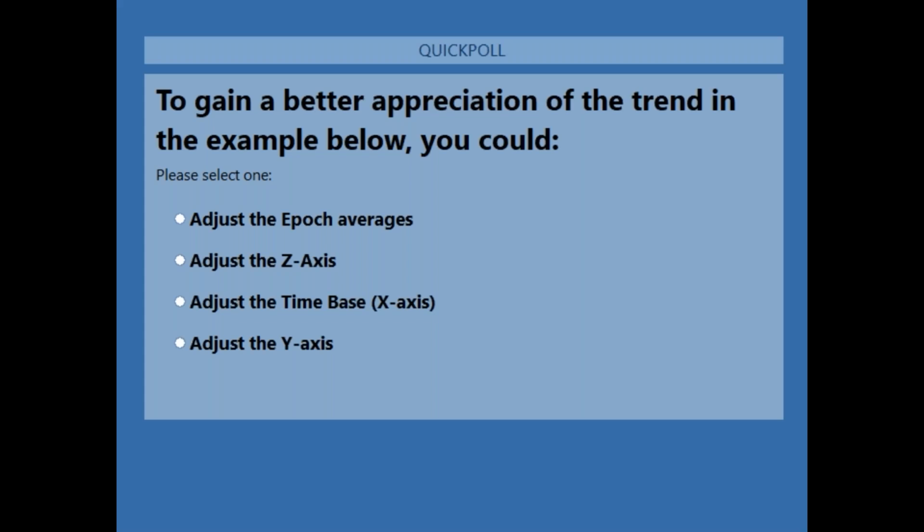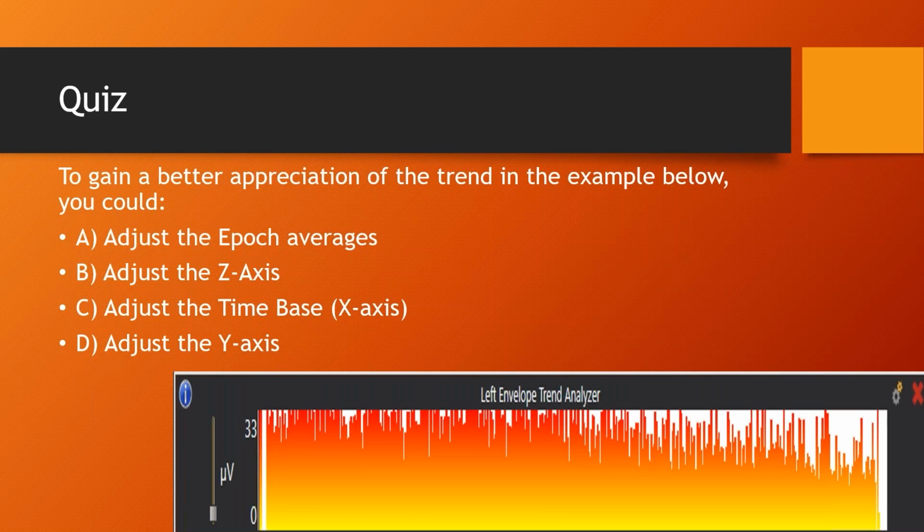We could adjust the time base, but the thing that I would go with here is adjusting the y-axis, because as I mentioned before, with the y-axis, you're going to adjust that so that you can see the top and the bottom of the trends, so you can see what's hiding outside of the amplitude range that you're looking at. So the correct answer here is adjust the y-axis.